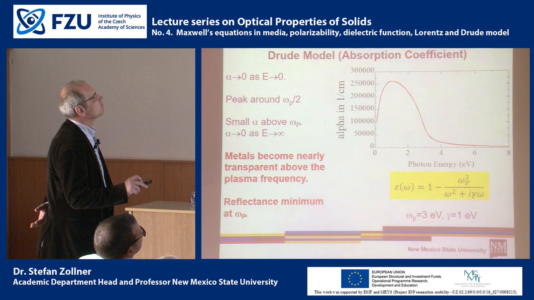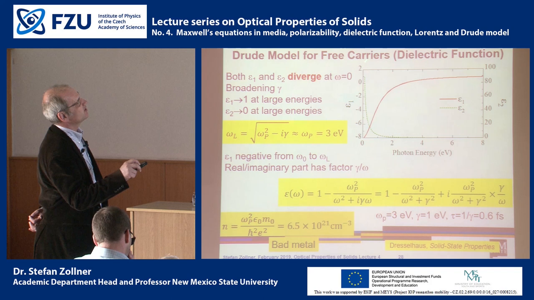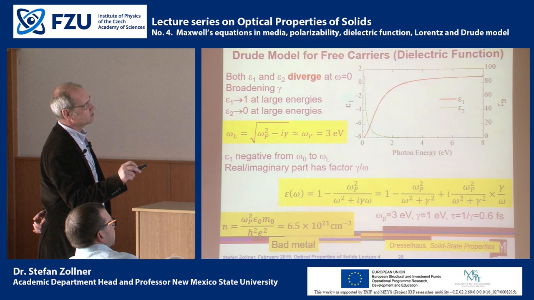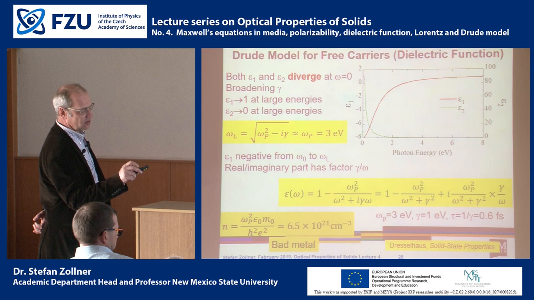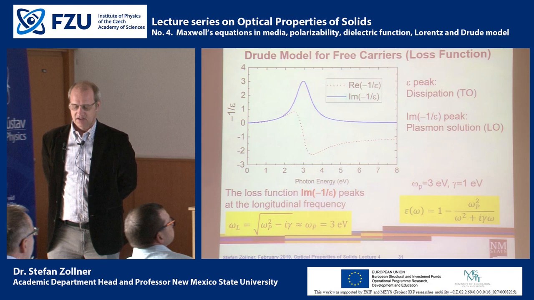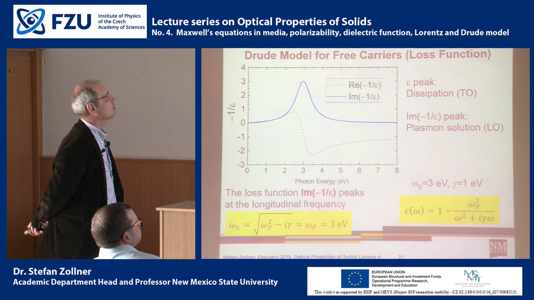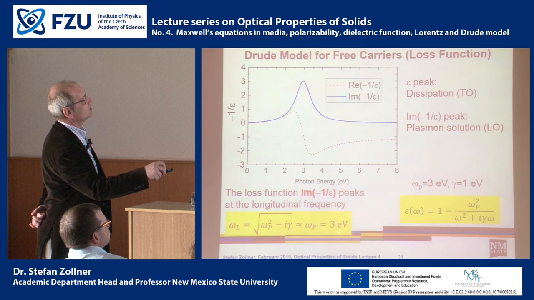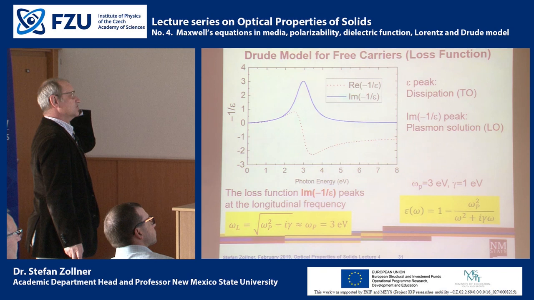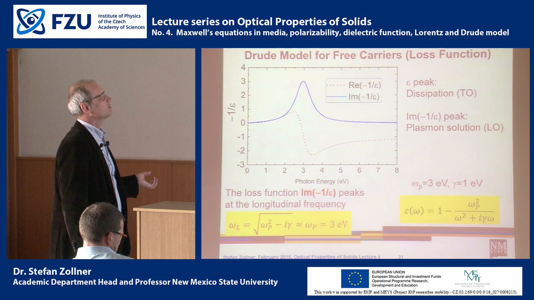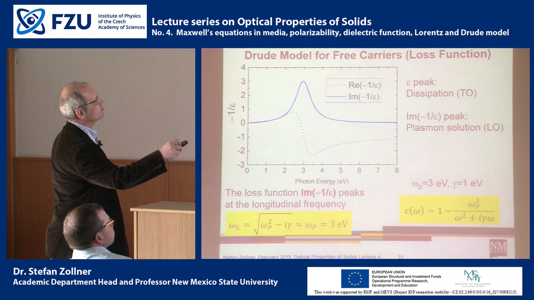So for the dielectric function of a free carrier, we have the divergence: epsilon 2 goes to plus infinity, epsilon 1 goes to minus infinity. Because the resonance frequency is 0, we have this divergence at 0. But if we plot the loss function, then the loss function will have a peak where epsilon goes to 0. So the longitudinal solution at 3 electron volts will become a peak in the loss function. If we want to know the plasma frequency for a material that we're measuring, it is helpful to plot the loss function, because then the plasma frequency will become a peak. That's the longitudinal solution.